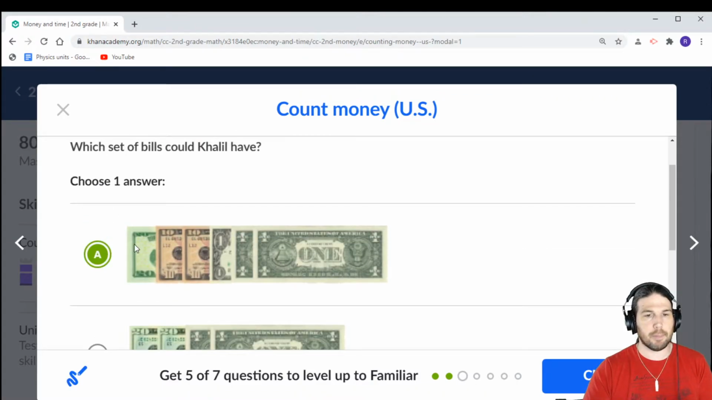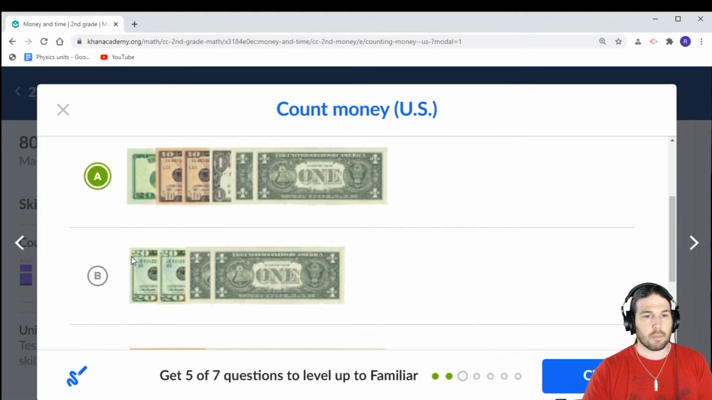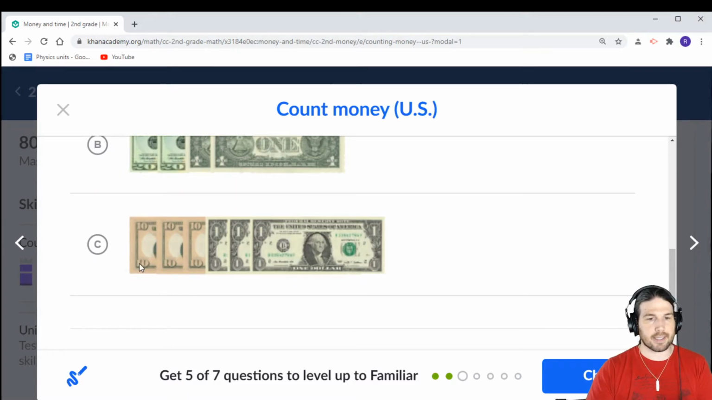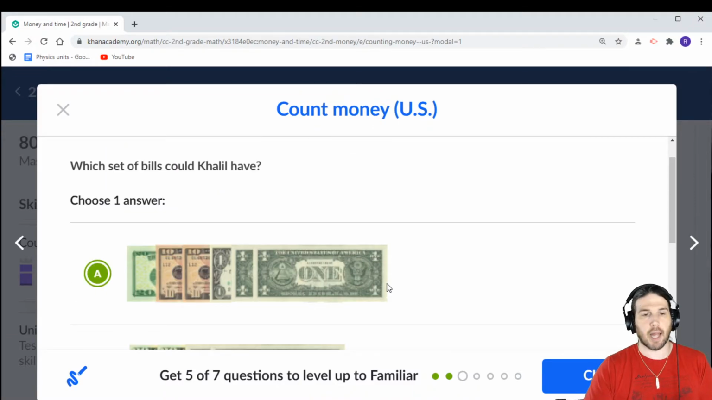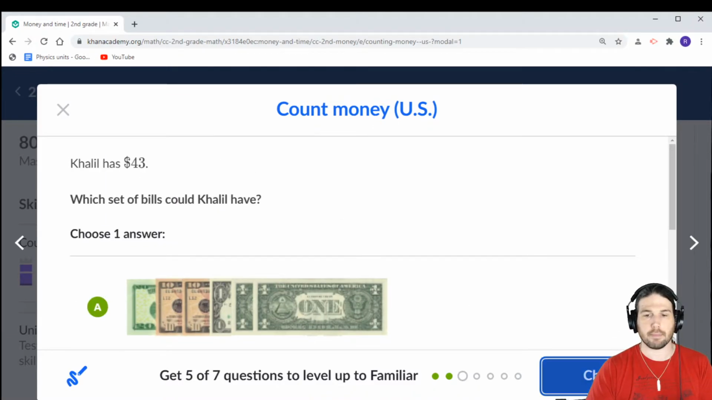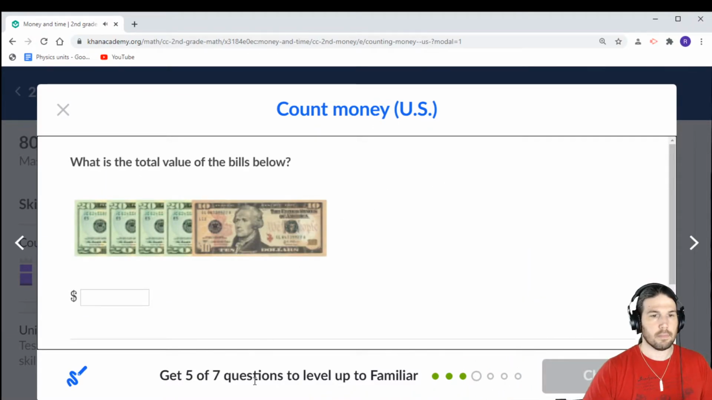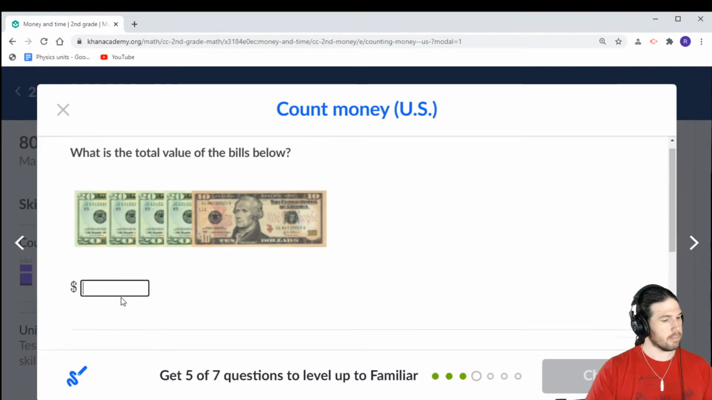This one here, B, is 42, right? Not enough 1s. And C is 33, not enough 10s. The answer is A. What is the total value of the bills below? Again, counting it out, 20, 40, 60, 80, plus 10 is 90.